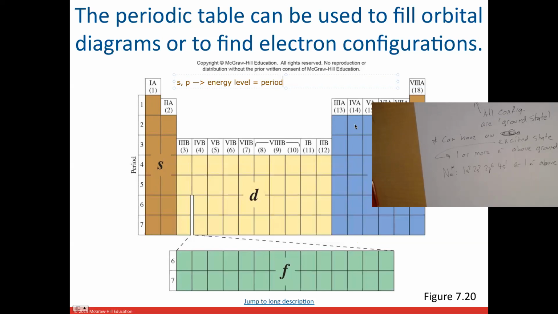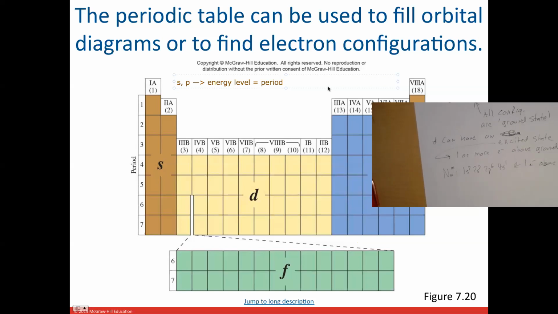Can you guys see my cursor? What about this one? What would that be? 2p2. Okay, let's go down. What about this one here? It's in the 6th energy level, so it's 6p5. Okay, let's count in. What about in the d block?